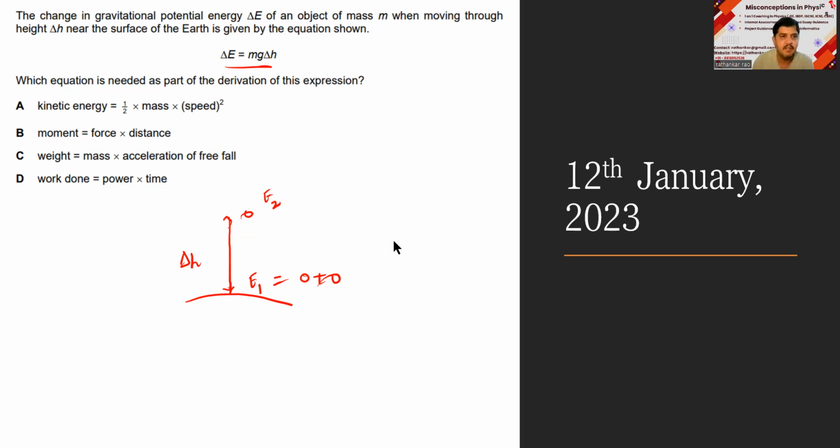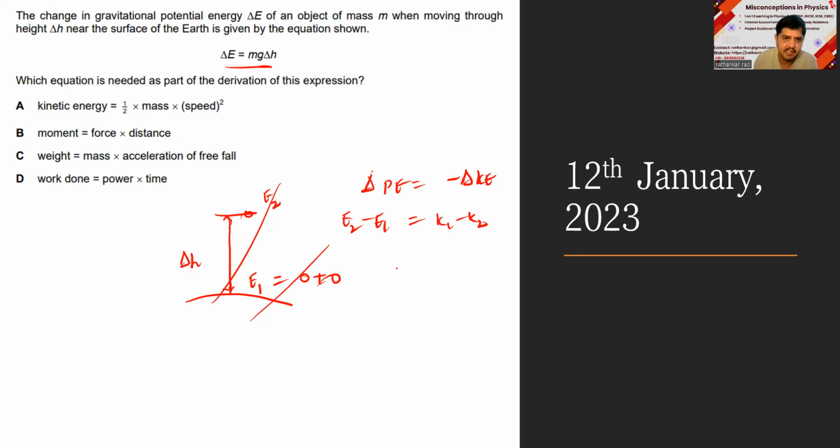So when moving through the height delta h near the surface of the earth, we use conservation of energy, and we say that change in the potential energy is equal to negative change in the kinetic energy, right? What was the potential energy at this point? 0. So at this point, E2 minus E1 should be equal to K1 minus K2.